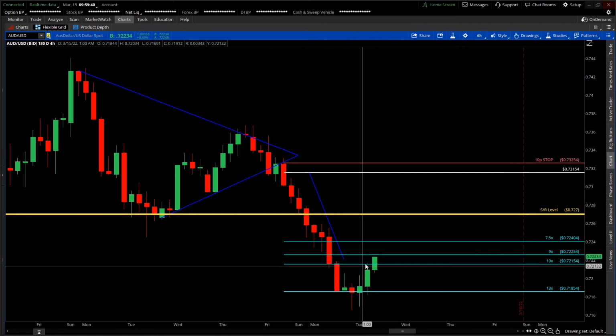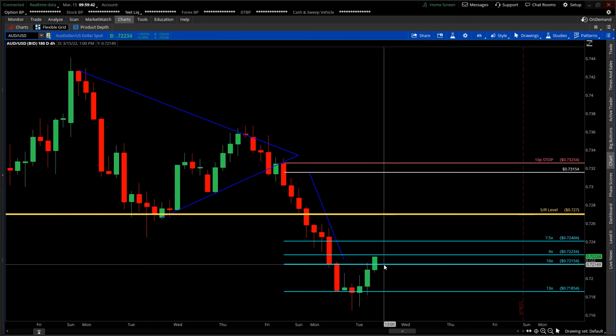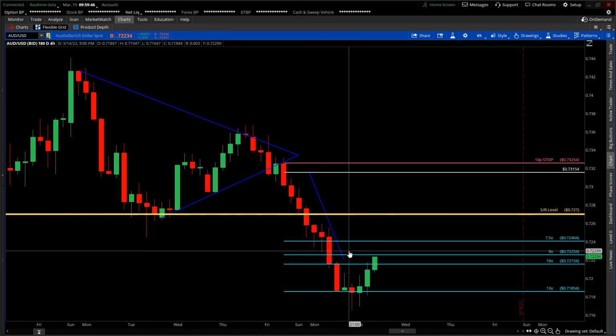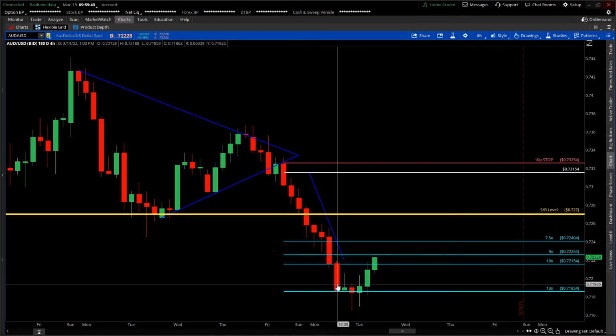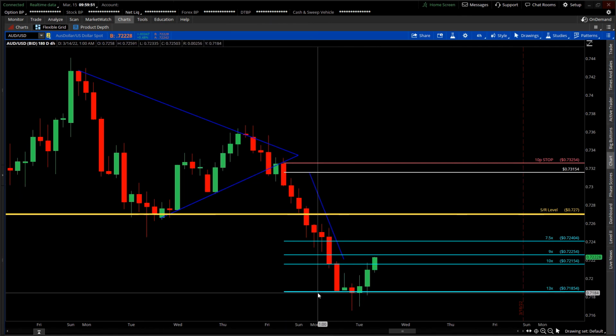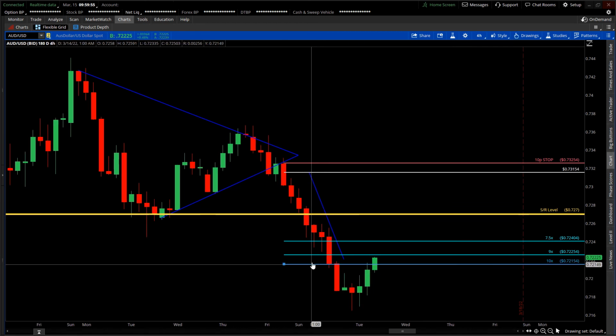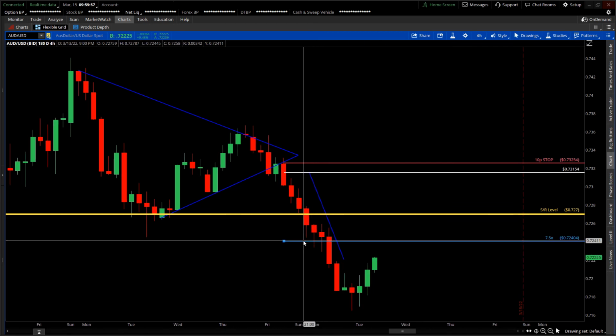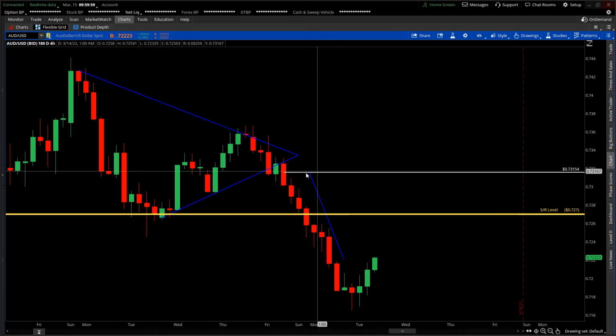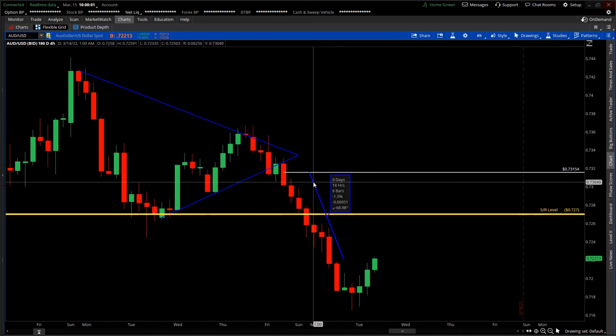Now I'm going to monitor this again for a potential second leg towards the downside. So right now this could be just a consolidation. So let me just get rid of these price levels right here. I'll keep this white one in because I'll probably use that again.